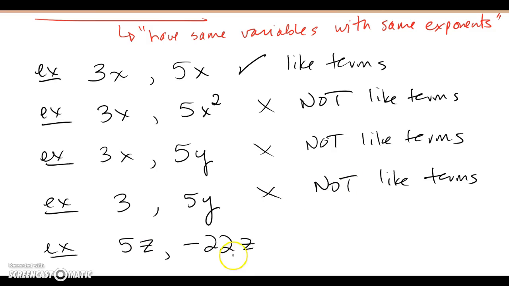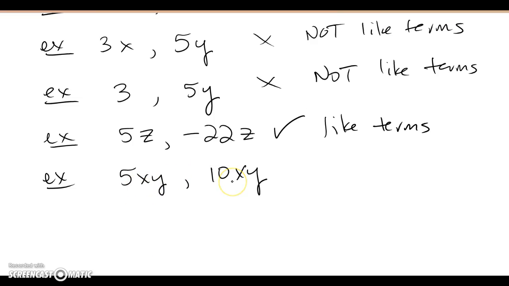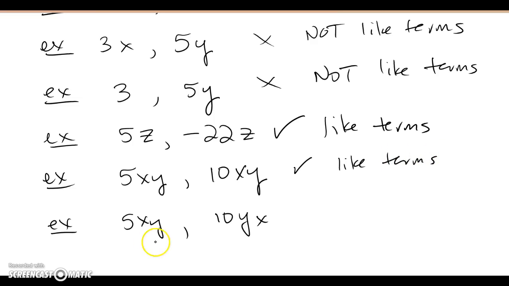How about 5z and negative 22z? Well, they both contain z's, and the z's have the same power, so yes, these guys are like terms. So basically, same exponent and same variables make these two pieces like terms. Okay, how about 5xy and 10xy? Well, they both contain same variables to the same power of 1 for each one, so yep, these are like terms indeed.